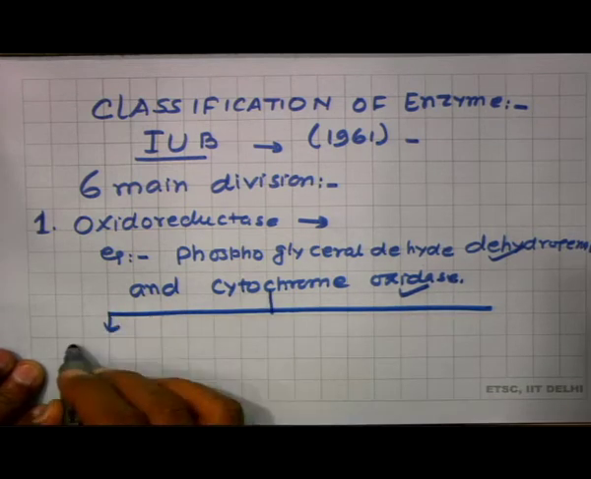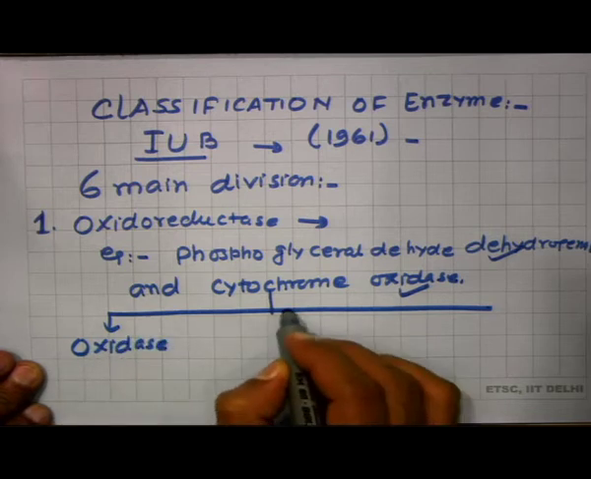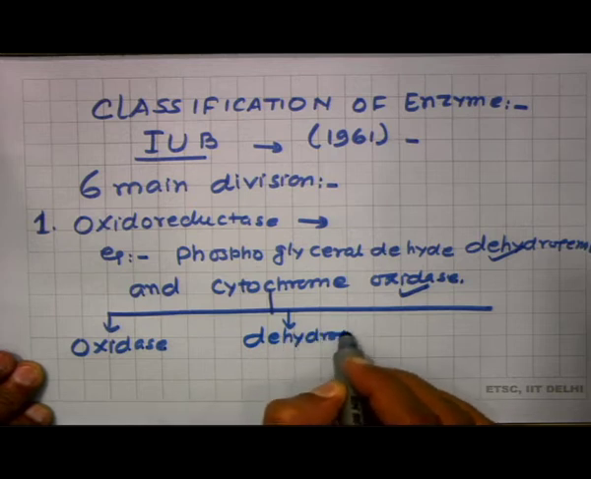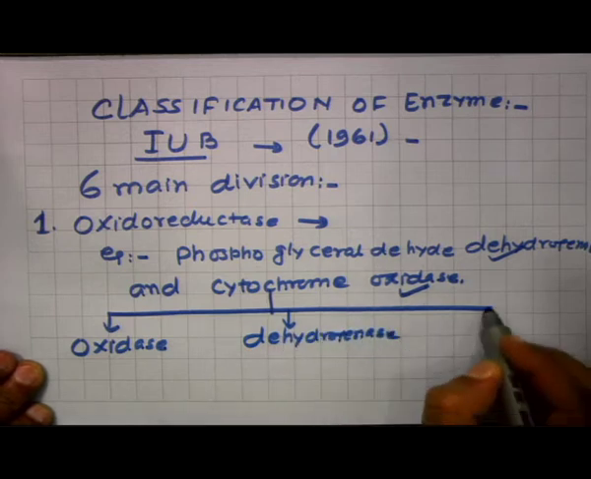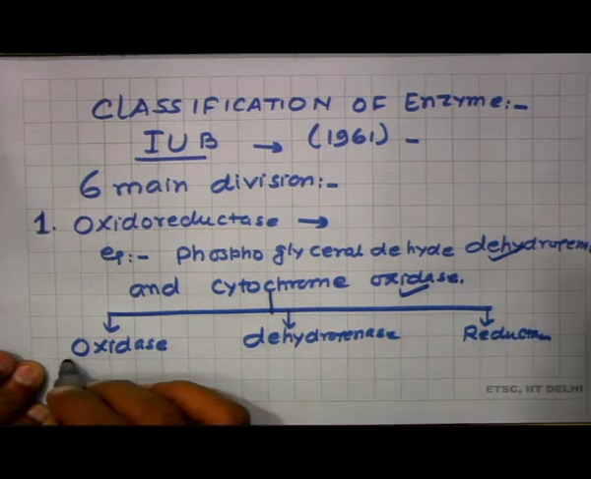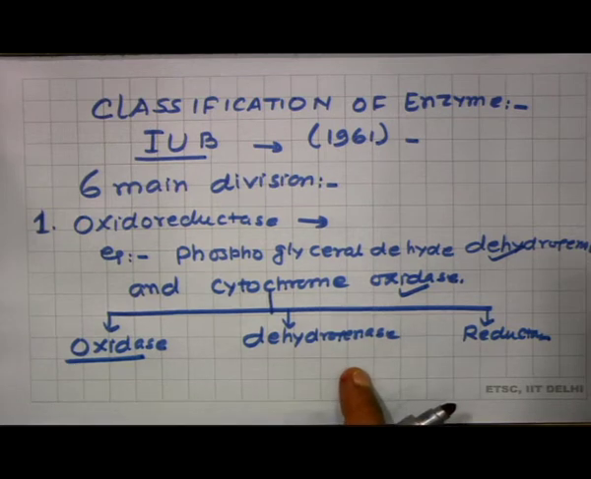These are of 3 types. One is oxidase, another is dehydrogenase, and the third one is reductase. So these are the 3 enzyme groups which come under oxidoreductase.